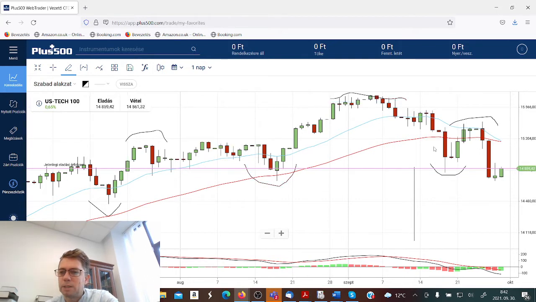Nasdaq, as you can see, we had a higher low and a higher high, but then we turned down and we made a low and then a lower high. And right now it seems that we have a lower low. So in order for Nasdaq to turn bullish, we need Nasdaq to make a higher high, which we haven't made yet. In fact, the 20-day EMA is just about to cross the 50-day EMA, which is not a good sign, suggesting that we may fall further down.